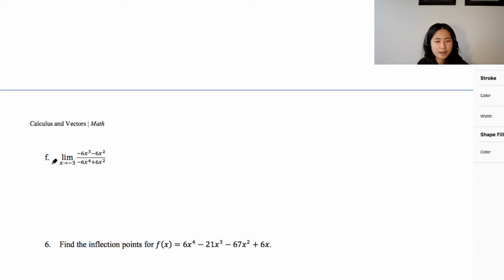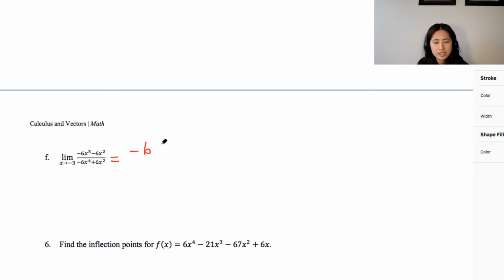So that's why I put that in there, because I want to make sure you know what you're doing. So you're not going to take out x. All you have to do is plug in negative 3 and see whether you have an indeterminate form. If you have an indeterminate form, then you need to do something about it.